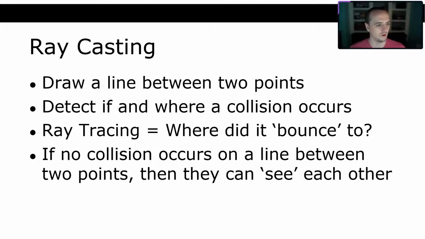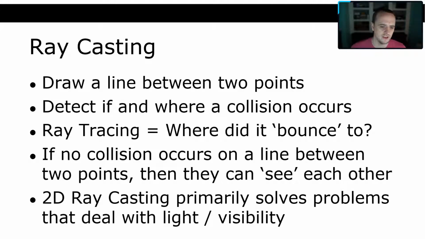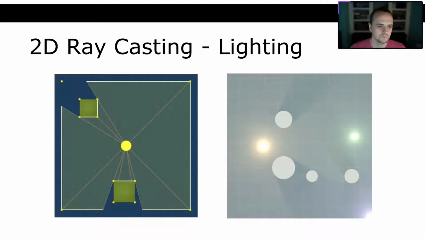Line of sight for our NPCs seeing us is another one. Lighting effects have to do with ray casting. So there's lots of really interesting things that we can do with ray casting. 2D ray casting primarily solves problems that deal with light and visibility, or like hit scan weapons. But hit scan weapons are essentially visibility as well.